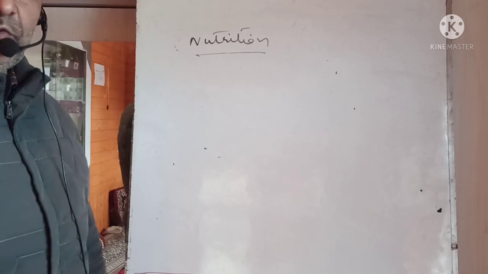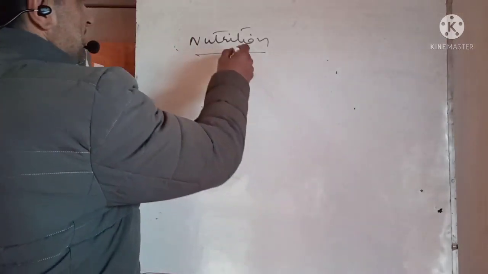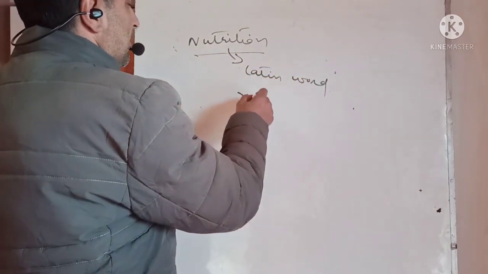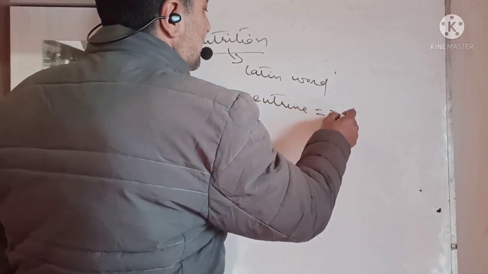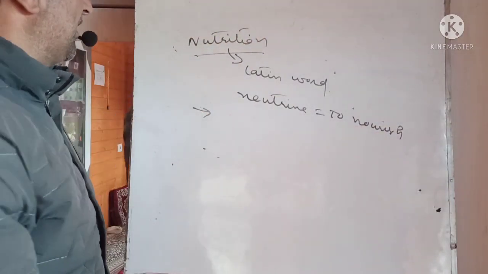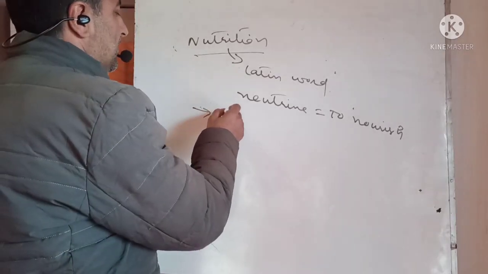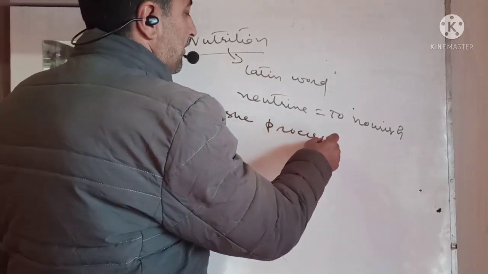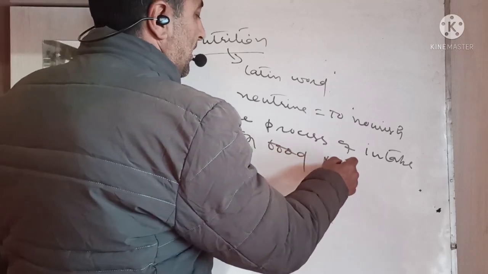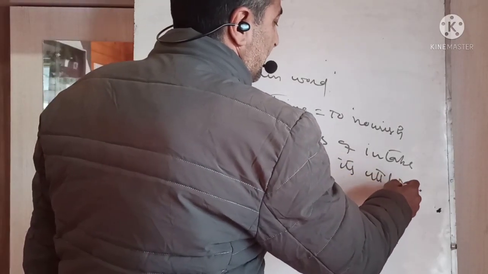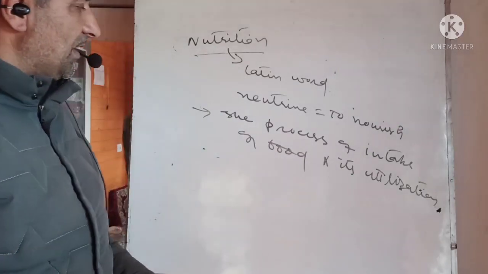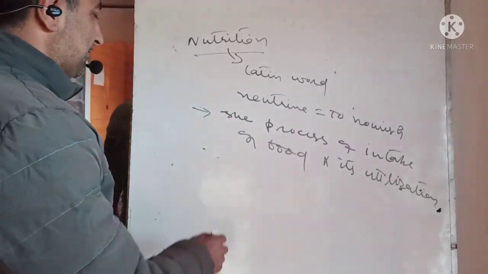Nutrition. How can you define nutrition? Nutrition is derived from the Latin word nutrien, which means to nourish. So what is the definition of nutrition? The process of intake of food and its utilization is called nutrition.